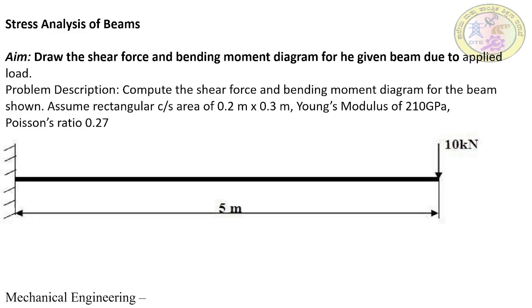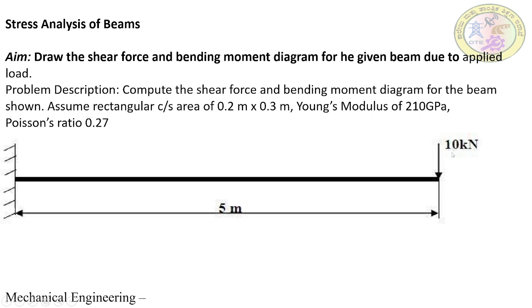In today's session, we are discussing shear force and bending moment of a cantilever beam which is fixed at one end and a load of 10 kilonewton is acting at the free end. So the problem description is: compute the shear force and bending moment diagram for the beam shown. Assume a rectangular cross-section area of 0.2 meter into 0.3 meter. Young's modulus is 210 GPa and the Poisson's ratio is 0.27.